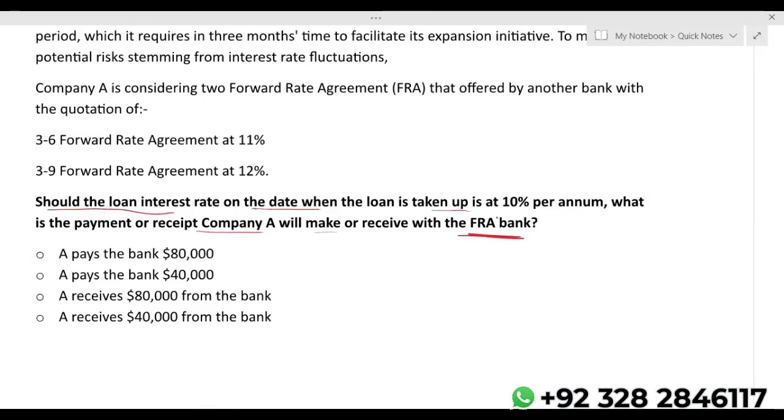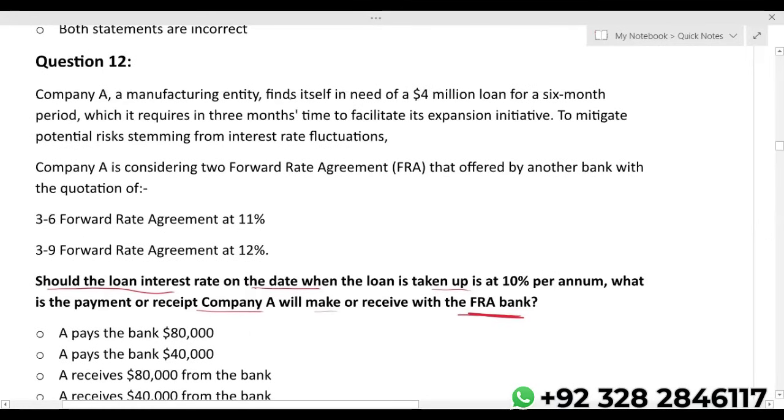If, for example, you have taken the FRA at 10%, actual rate becomes, assuming, 15%. It does not happen, but just assuming. You have taken FRA at 10, but actual rate becomes 15. First, you will be paying 15% interest, and then 5% will be returned to you from the bank from which you have taken FRA. So under FRA, basically interest rate becomes fixed for you. It cannot increase, it cannot reduce for you. Should the loan interest rate on the date when the loan is taken up be 10% per annum, what is the payment or receipt company A will make or receive with FRA Bank? Let's see.